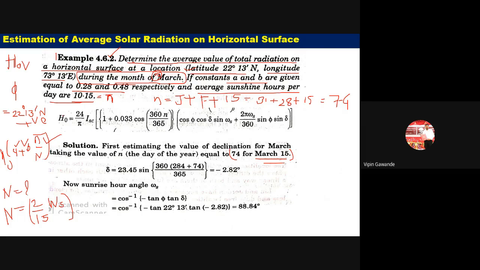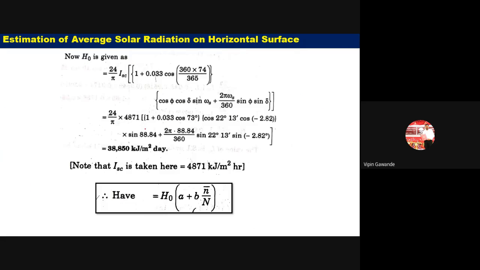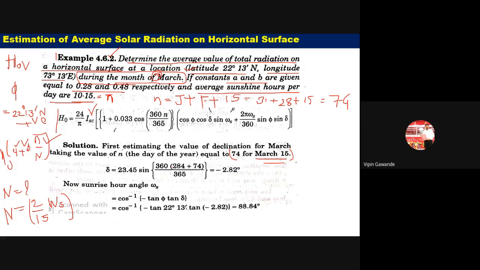Now how to calculate the average solar radiation? So the H0 formula uses ISC. In this case, ISC is taken as 4871 here. And we have the n value calculated for 15 March, which comes out to be 74. The phi value is 22.13, in degrees and minutes. You have to convert that using the calculator, so that value you have to take.